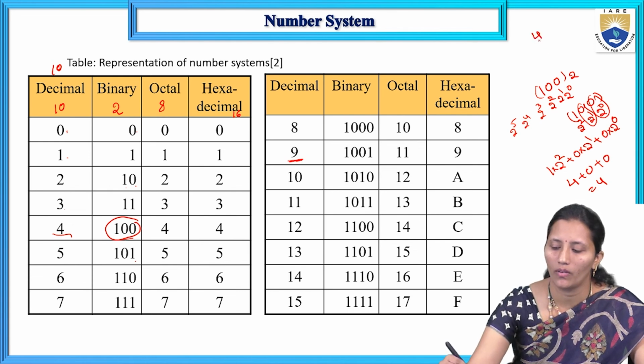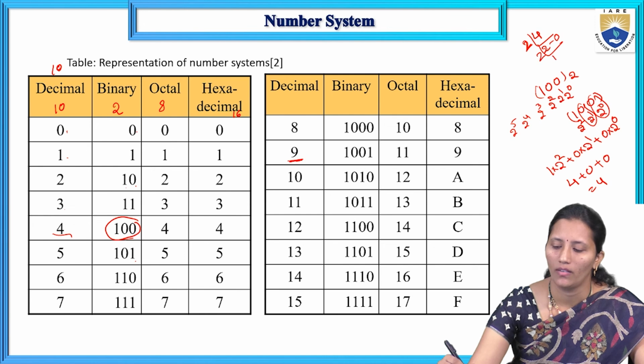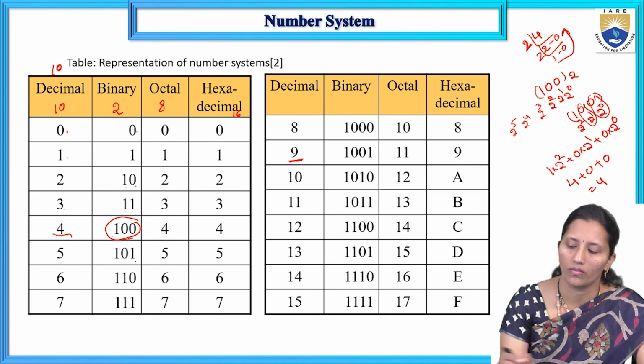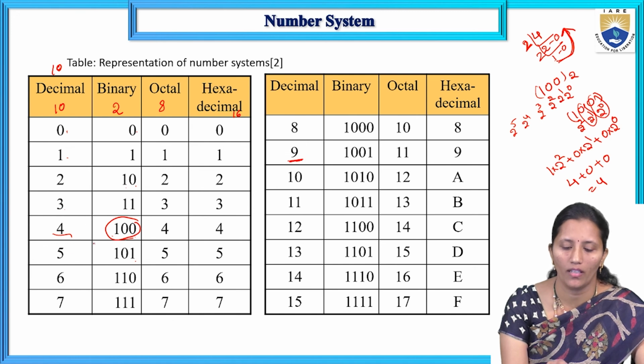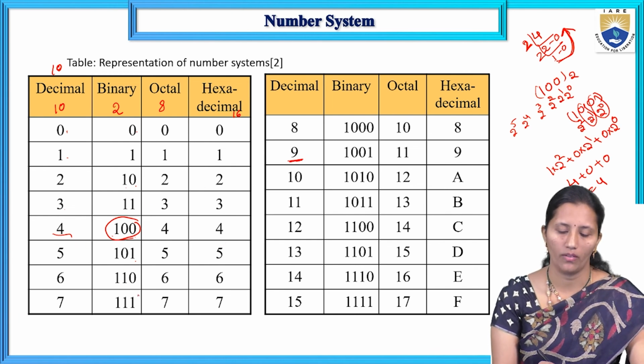If we want to convert that decimal 4 into a binary number, 2 twos are 4, the remainder is 0. 2 ones are 2, remainder is 0. So, write this value 1, 0, 0, from down to up. So, in the next class, I will explain the conversion of the numbers: how to convert decimal to binary, octal and hexadecimal, binary to other number systems, octal to other number systems, hexadecimal to other numbers. Just now I am explaining how we are going to represent numbers.